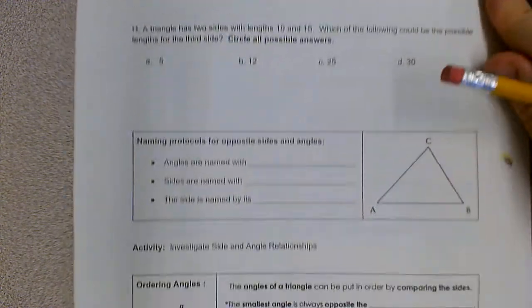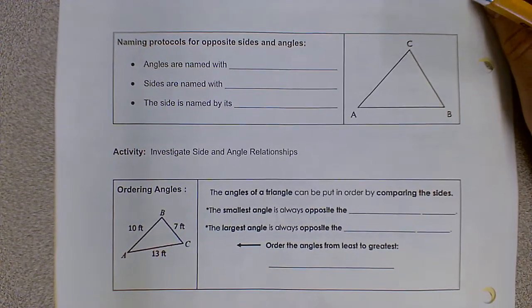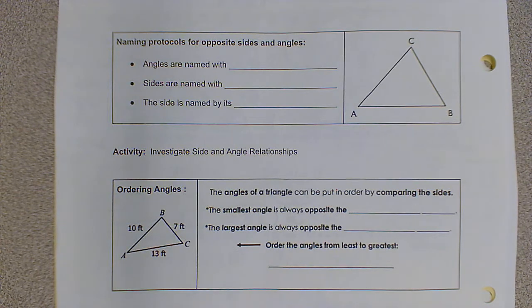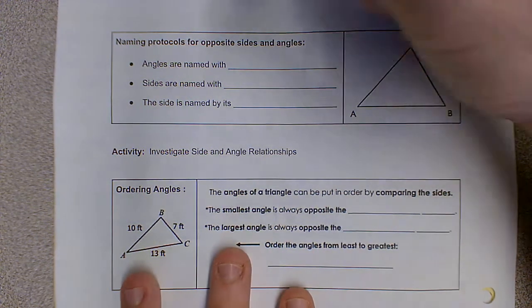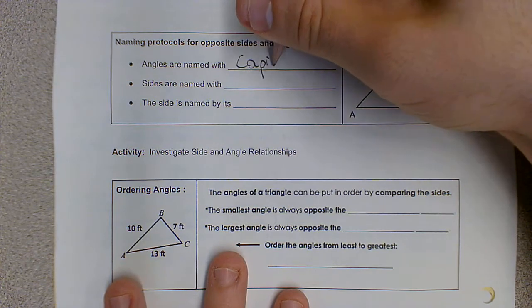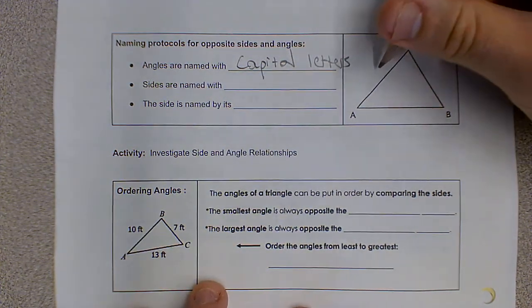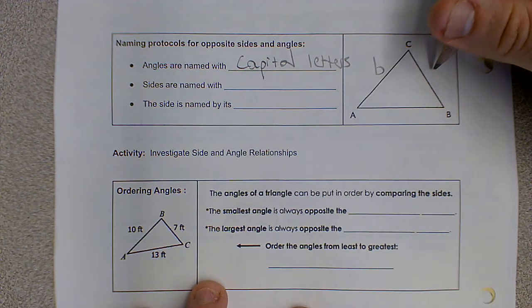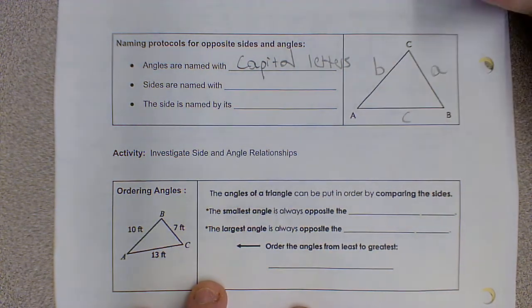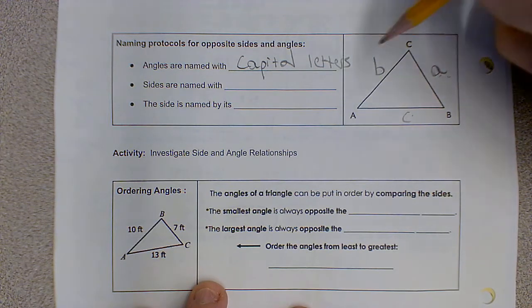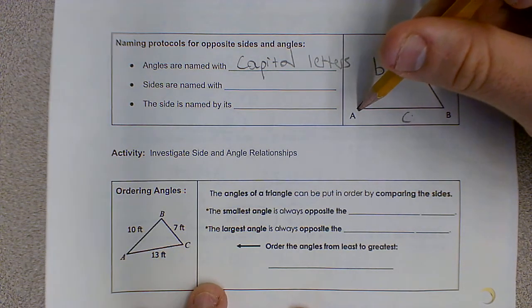Okay, then we're going to move to the middle of the page here. Before moving on to the next thing, we're going to talk briefly about what are called naming protocols. So we have to make sure we know how to name our sides and angles. Angles are going to be named with capital letters. But we're going to do something different for the sides. I'm going to call this lowercase b, this is lowercase a, and lowercase c. Notice that the lowercase letters identifying each side is going to be opposite of the same angle.